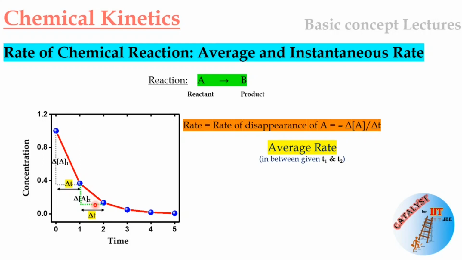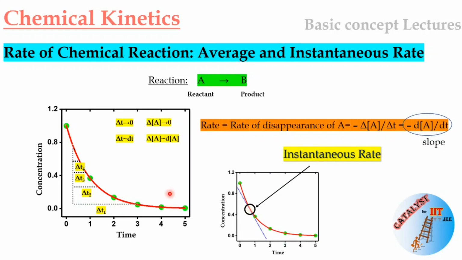So what we can say is that this is called the average rate, and to write the average rate we always need to provide the starting time and the final time. To calculate the average rate we always need to specify between which time period we want to calculate it, because if you calculate the average rate in this time period, it is going to be different from that in this region.